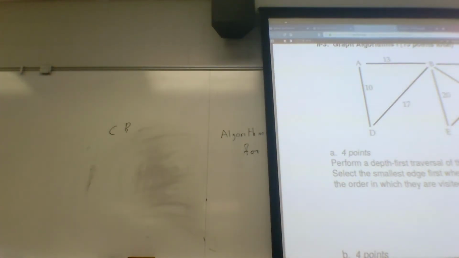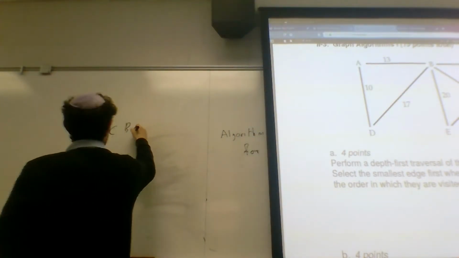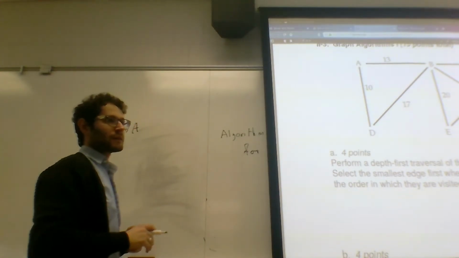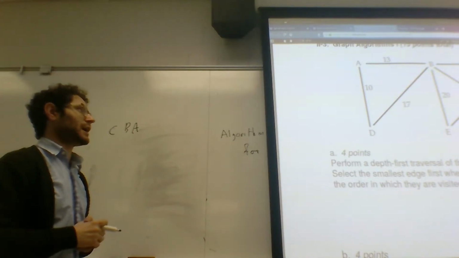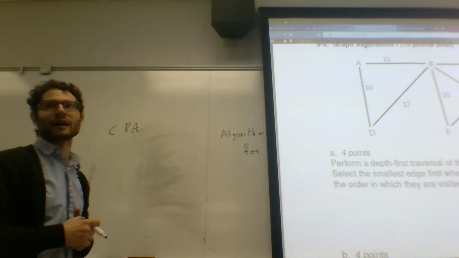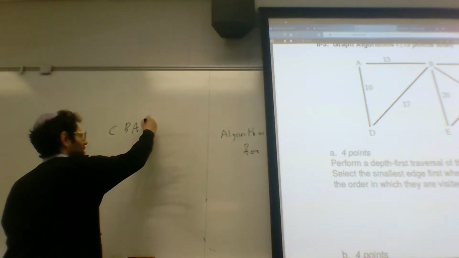Now we're at B, and we're doing depth first search again. We've already done C. Let's look at all the edges B has: 18, 20, 17, and 13. So the next vertex is A. Now we're at A, so we want to select the smallest edge. We have 13, which we've seen, and 10, which we haven't, and that's the only one. So it's by default the cheapest, and we go to D next.